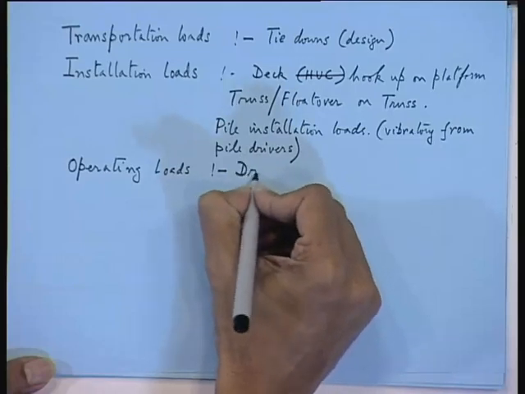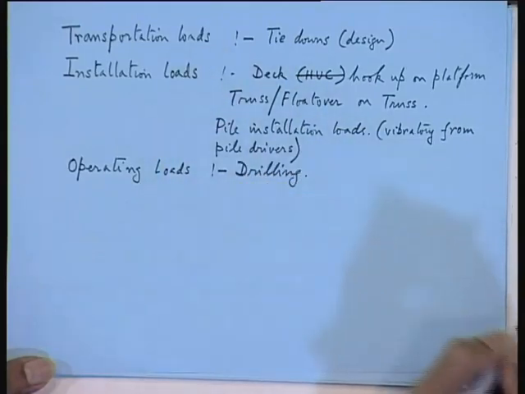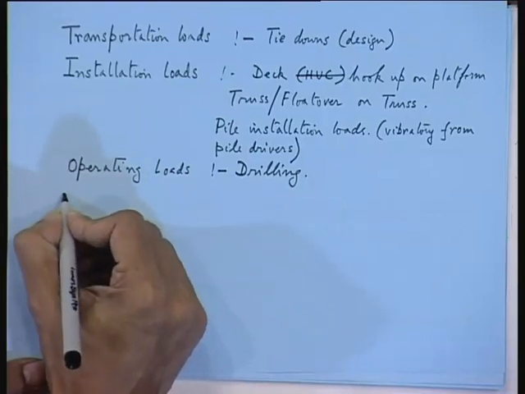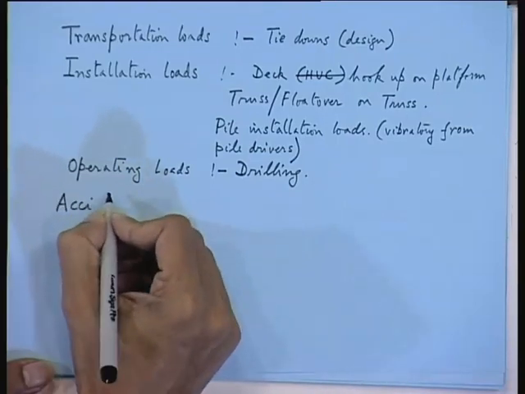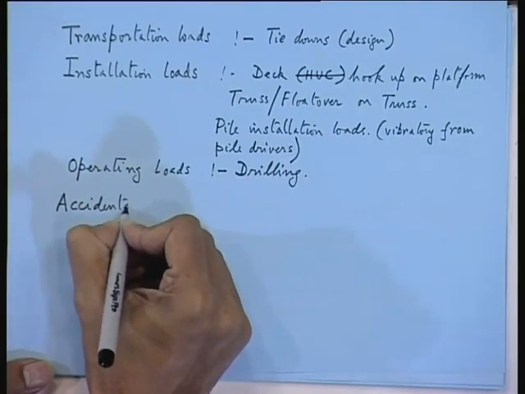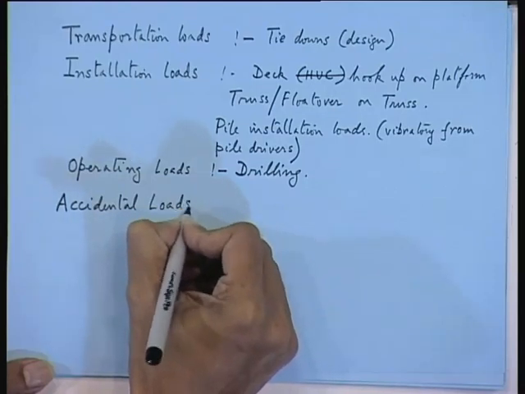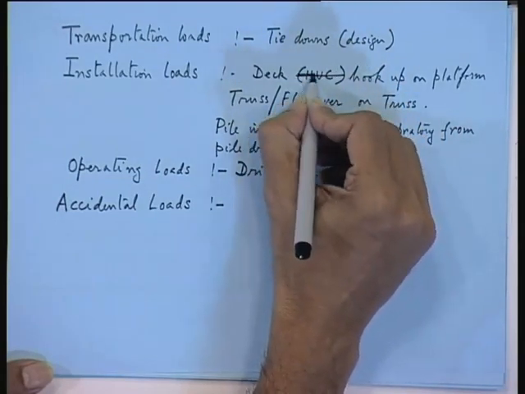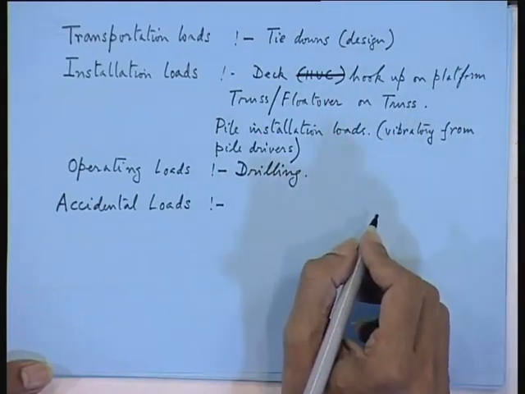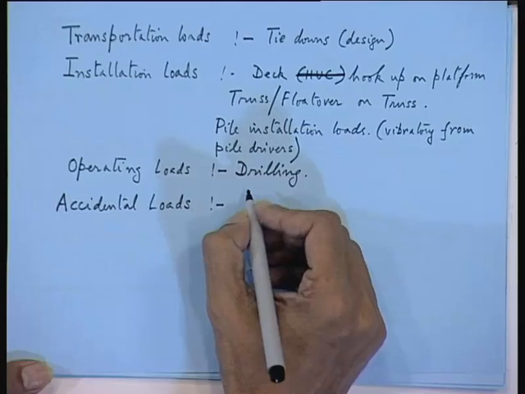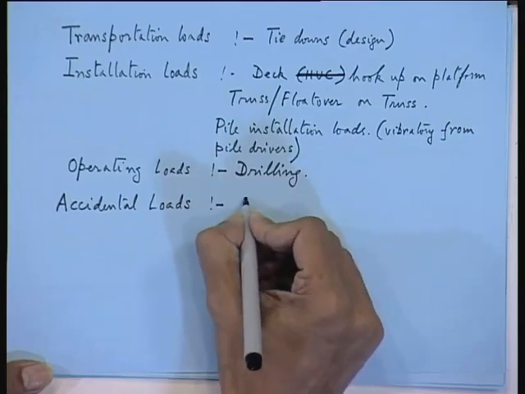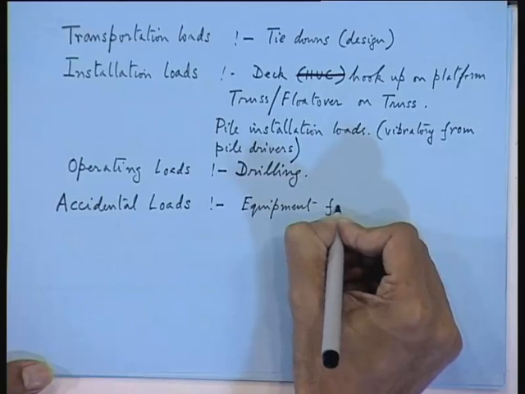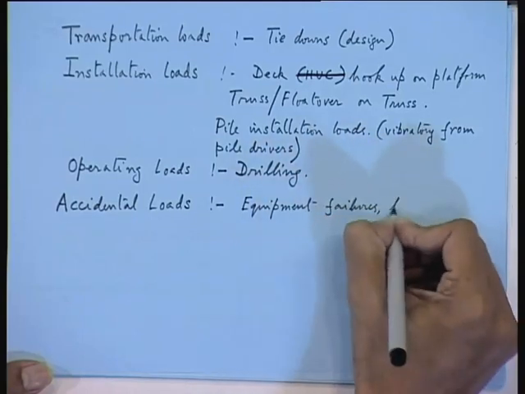Drilling. Drilling is your major operation. Then you have accidental loads. See, there are so many load categories which will come. You segregate between which are static and dynamic. So this is coming mainly from equipment failures, human error.